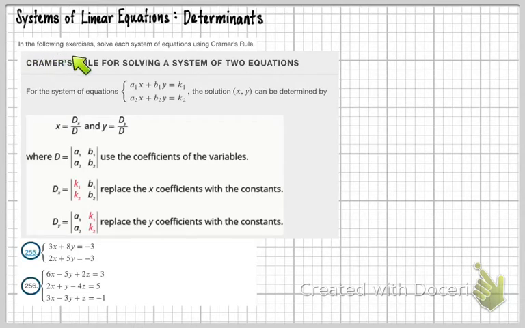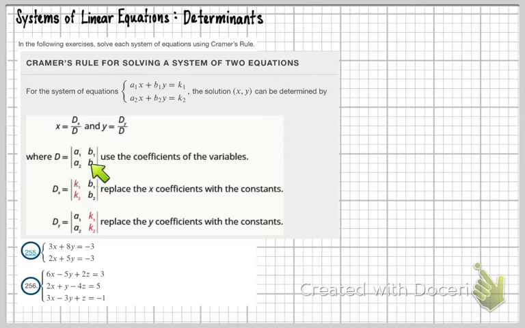In the following exercises, solve each system of equations using Cramer's rule. Now, in previous videos, we've used different methods to solve these, but this one wants us to use Cramer's rule. So if you look below here, we have x equals dx over d, and y equals dy over d. Now, down below, dy, dx, and d are defined.